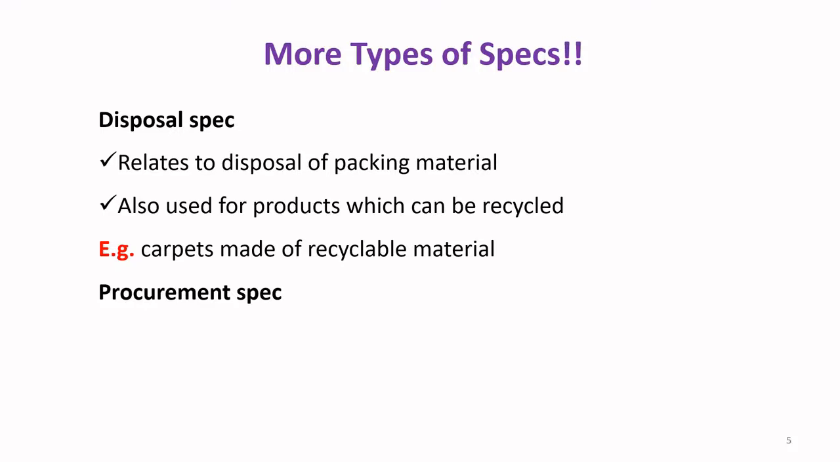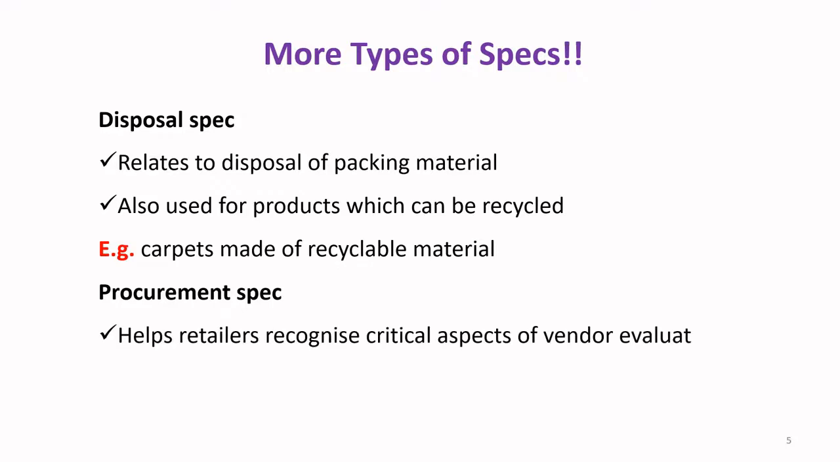Then we have the procurement spec. Procurement means sourcing or buying. So how do we buy? Now, procurement spec helps the retailers recognize critical aspects of vendor evaluation. So how do you buy?